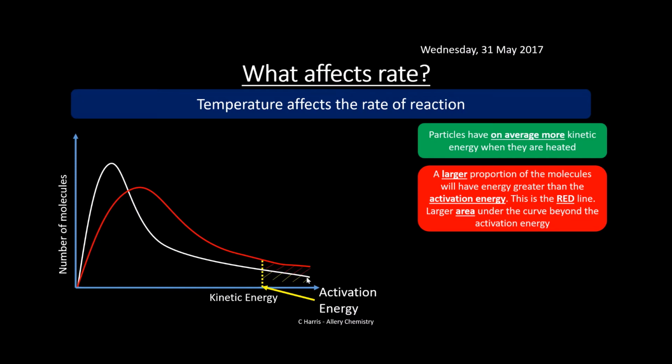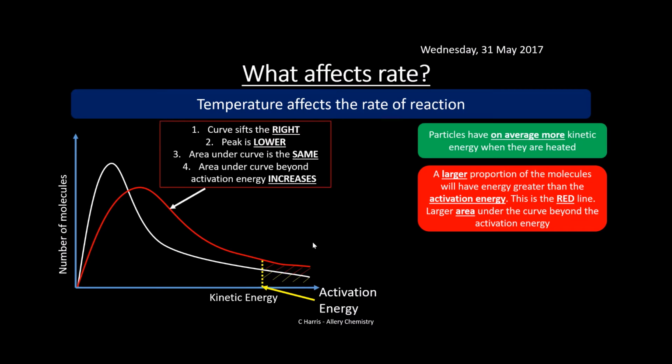And you can see we've got this red line on the graph that's just been drawn there. This is showing a higher temperature. And you can see here that we do have a larger area now of particles, or more particles, with energy greater than the activation energy, and that's why our rate of reaction increases. There's a few other points to point out as well. You can see the curve is slightly shifted to the right. So most particles have energy greater than the activation energy, which is there.